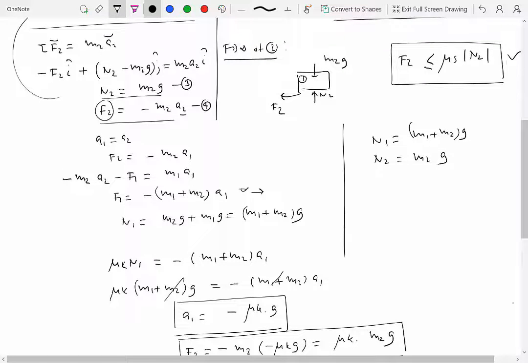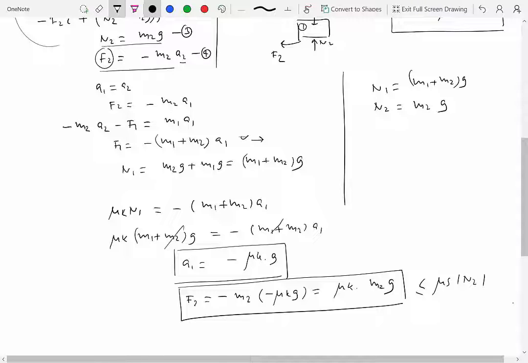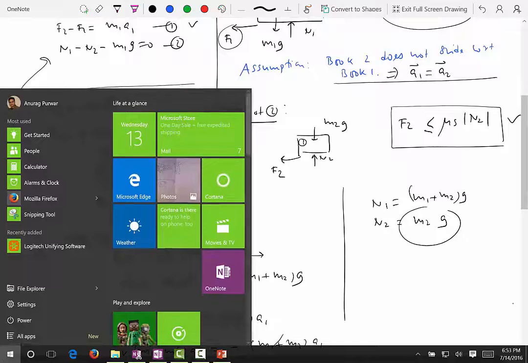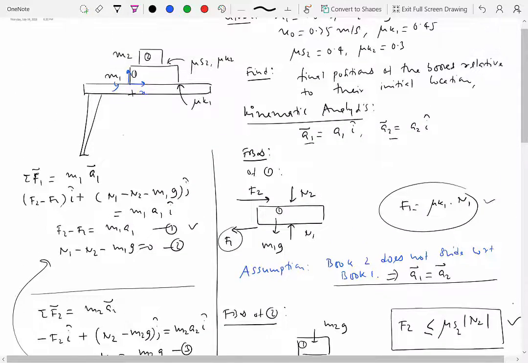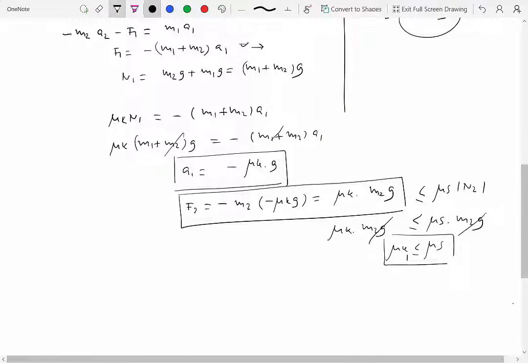So let's apply this test. This is the test that says that F2 should be less than or equal to mu s times the norm of N2, and the norm of N2 is M2 G. So let's substitute that. The relationship becomes mu K times M2 G should be less than or equal to mu s times M2 G. These two cancel. So mu K should be less than or equal to mu S. That's the condition, right? This mu S actually is mu S2, and the mu K that we are writing here is actually mu K1, because that's from book 1. So mu K1 should be less than or equal to mu S2.